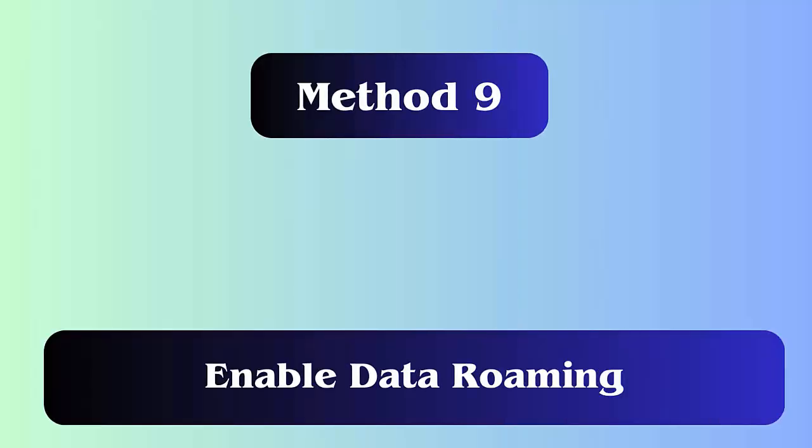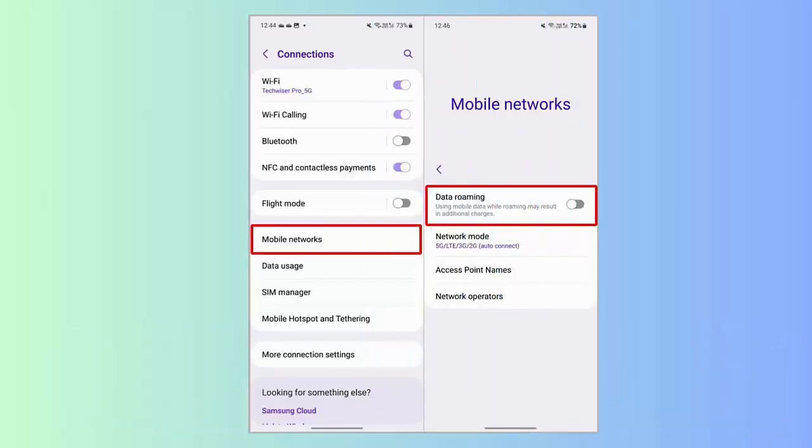Method 9. Enable data roaming. Here is what you have to do. First, launch settings and then click on the network and internet option. Now open mobile network. Here, enable the roaming option and then restart your device.